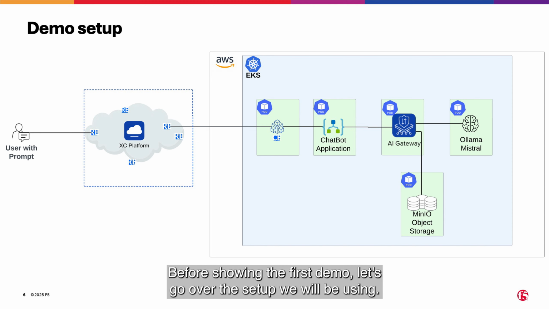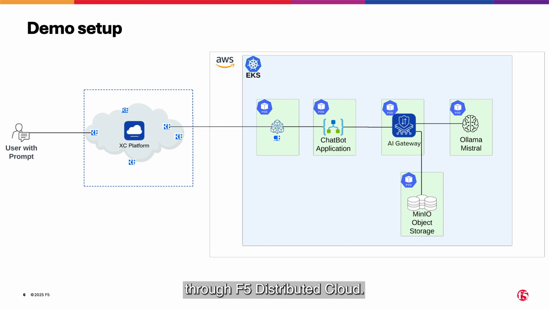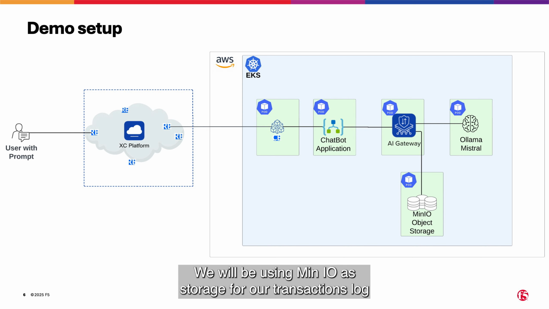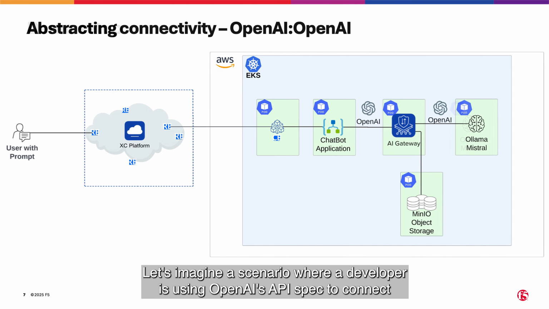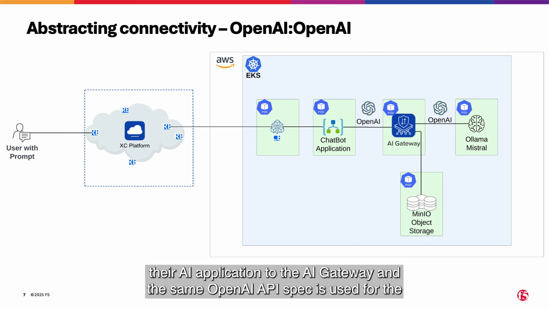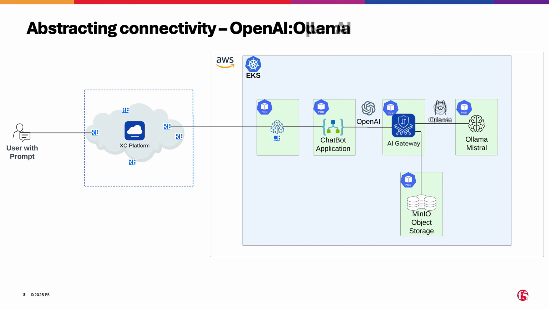Before showing the first demo, let's go over the setup we will be using. The entire environment is built in AWS EKS and publicly exposed through F5 Distributed Cloud. We will be using MinIO as storage for our transactions log and Ollama as an LLM framework. Let's imagine a scenario where a developer is using OpenAI's API spec to connect their AI application to the AI Gateway, and the same OpenAI API spec is used for the downstream connection to the Ollama LLM.